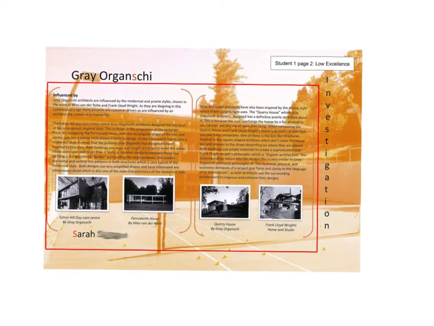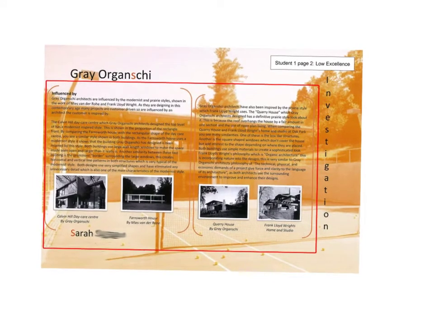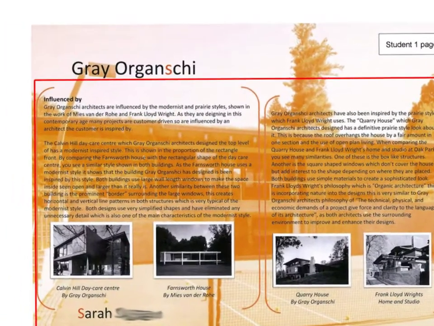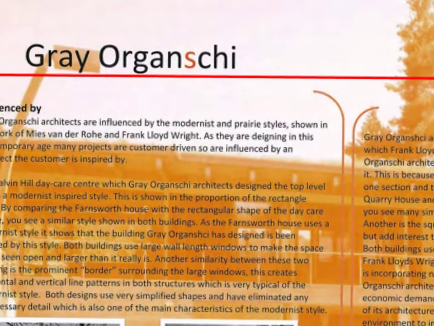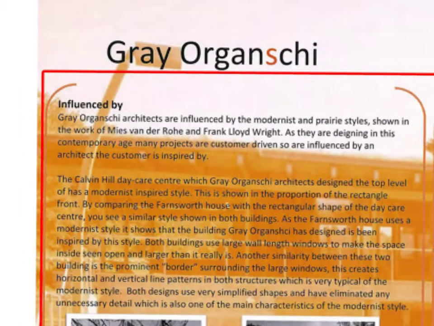Welcome, this is a wee video in order to help you understand Design and Visual Communication or graphics, Achievement Standard AS91340, which is to use the characteristics of a design movement or era to inform your own design ideas. And obviously this student has used Gray Organchi, and they are a modern architecture firm.